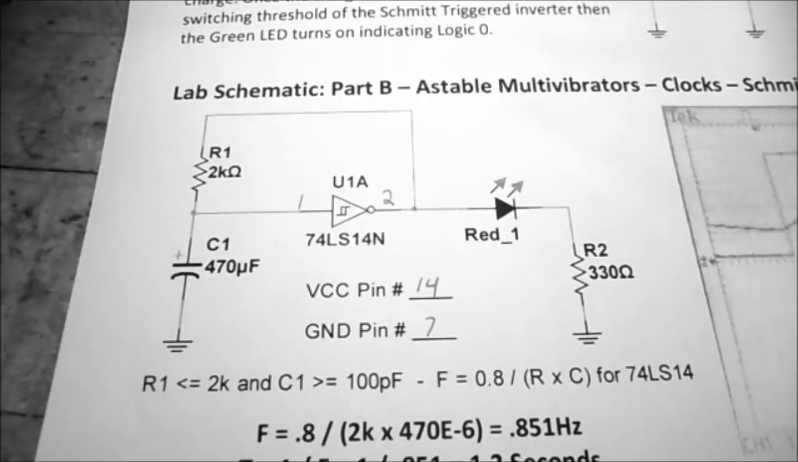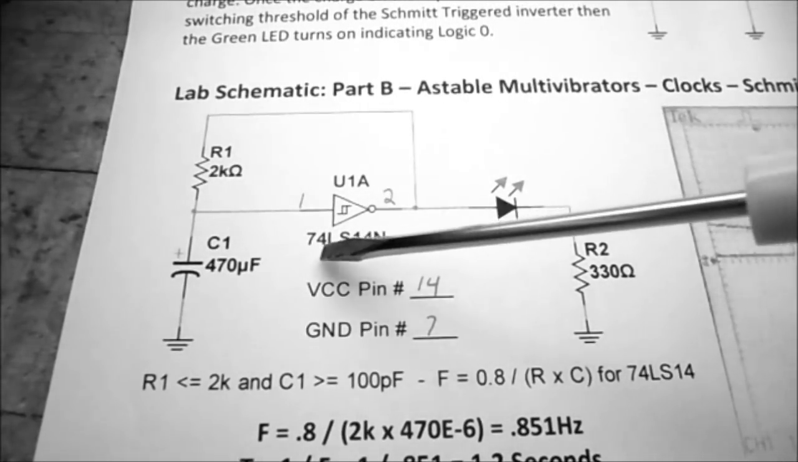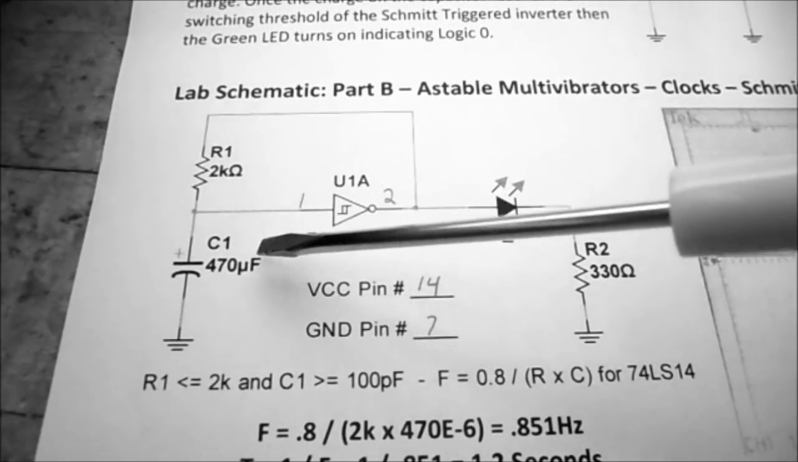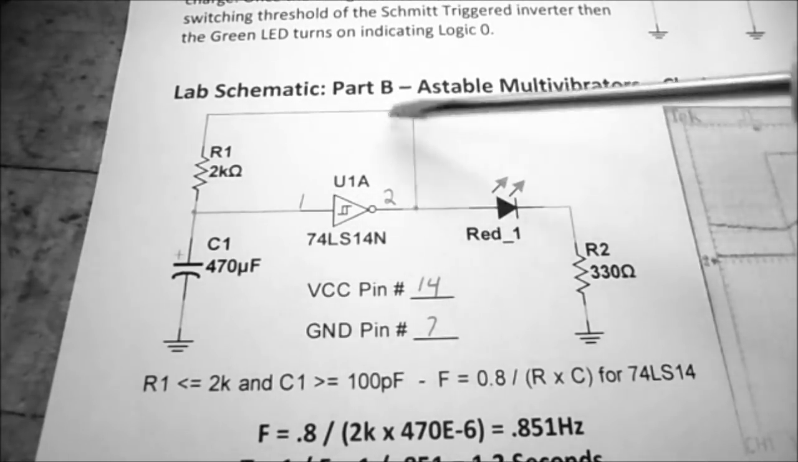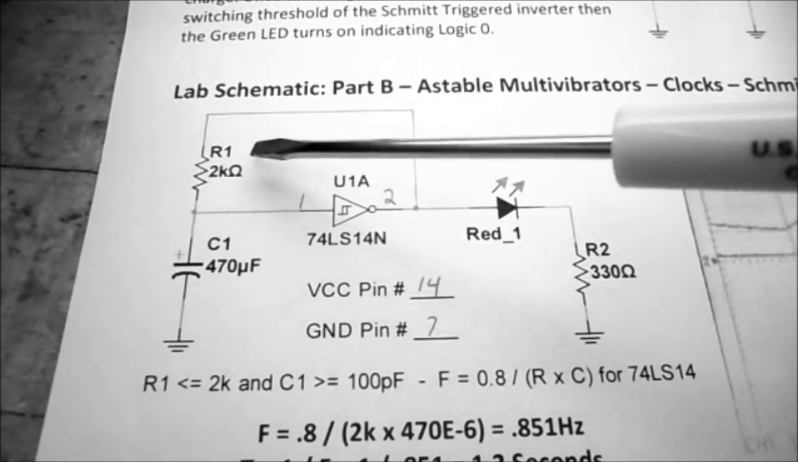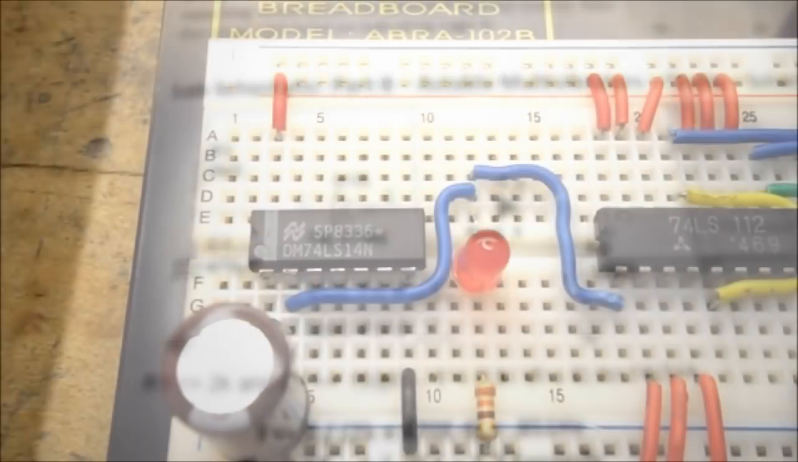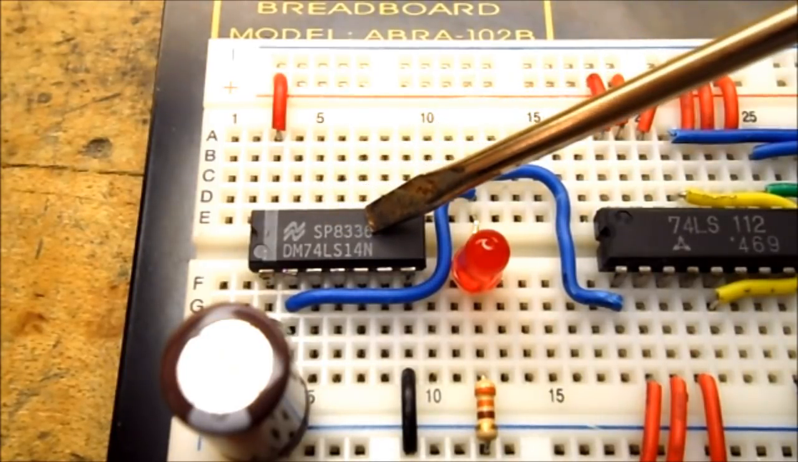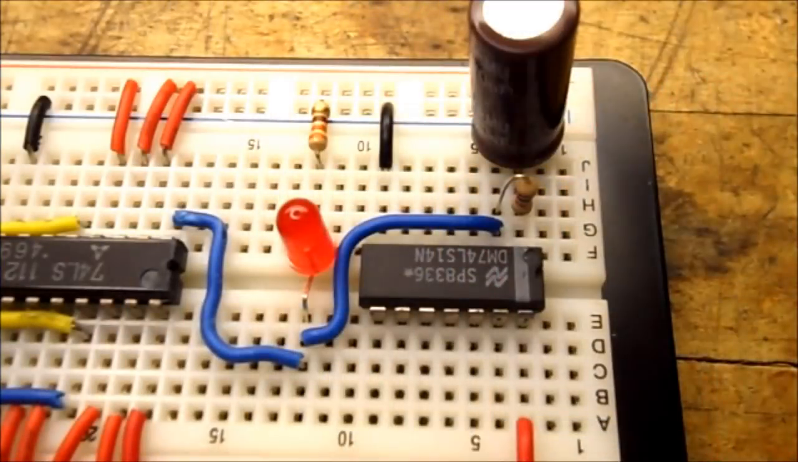So this is the circuit from lab number 9, part B. And you can see we're going to use a 74LS14. And we've got a capacitor and a resistor that's being charged from the output and discharged from the output. So this is my 74LS14, and you can see I've hooked up the power, the ground.